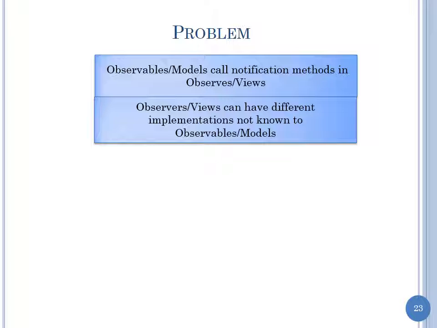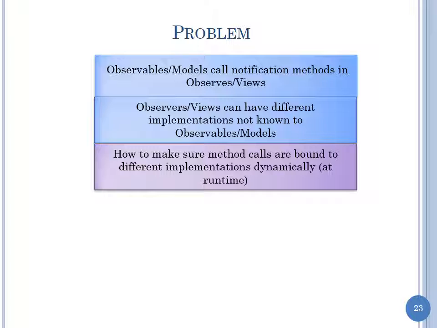So I want to invoke a method in the bar chart class and a pie chart class. So my listener is of type bar chart or pie chart or something else? Yes. You need to have a superclass that they would inherit from. Okay. So there are many answers to this question. So how to make sure method calls are bound to different implementations dynamically at one time?